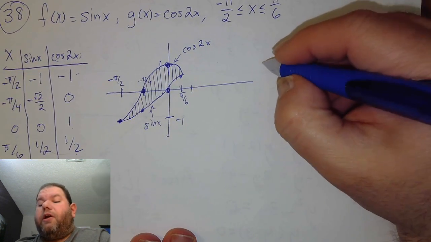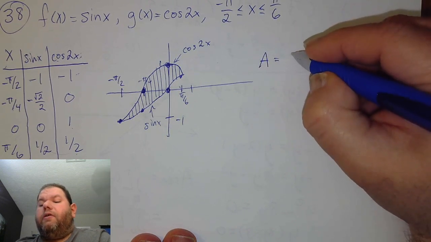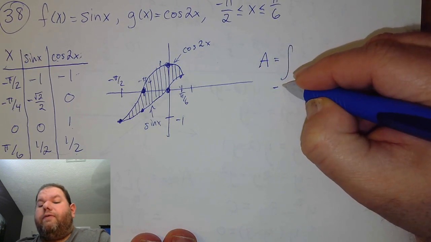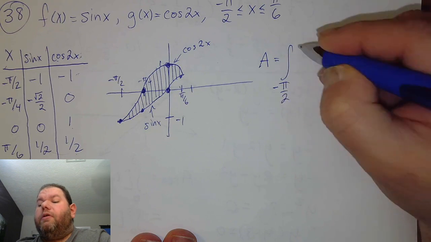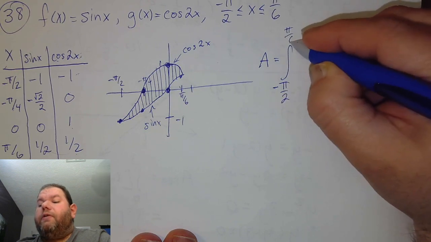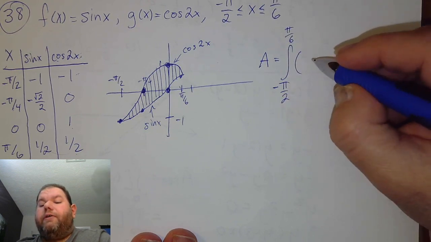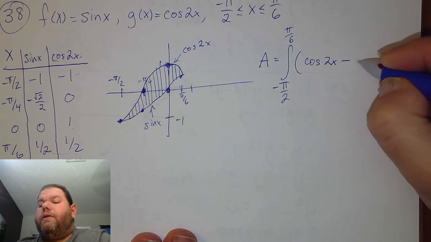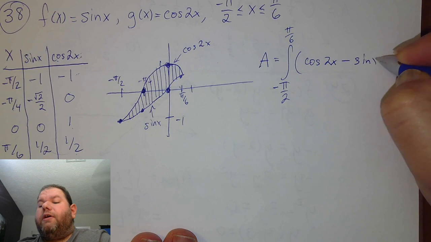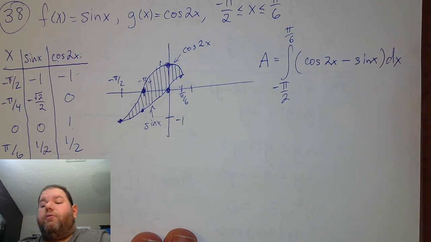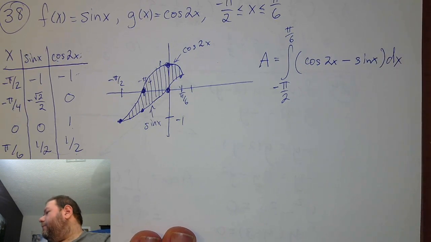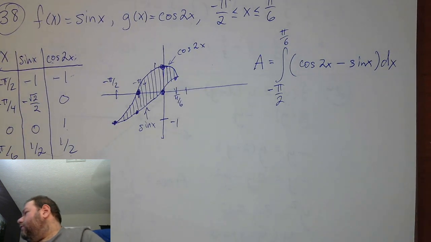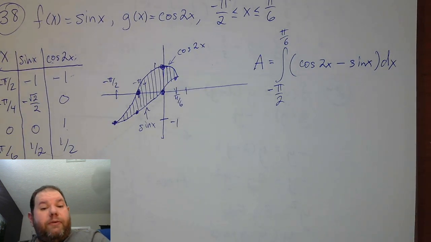So setting up our area, we know it's the integral from negative pi over 2 to pi over 6. And we're going to take our top function, cosine 2x, minus our bottom function, sine x, and integrate with respect to x. So that's how we set up that integral.